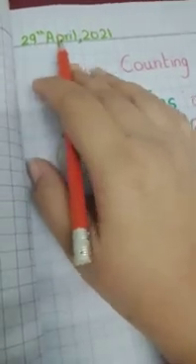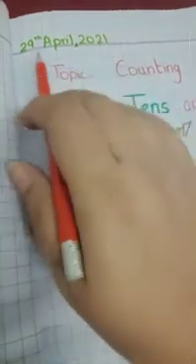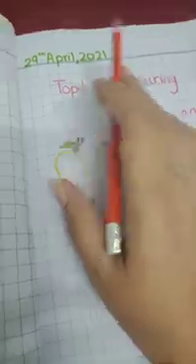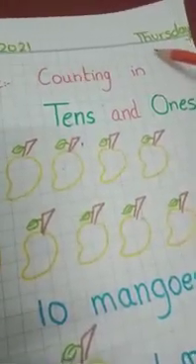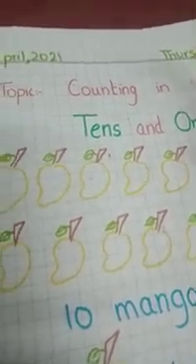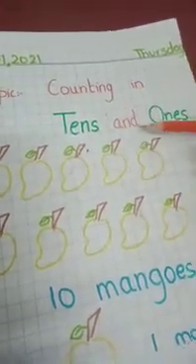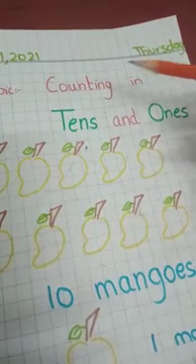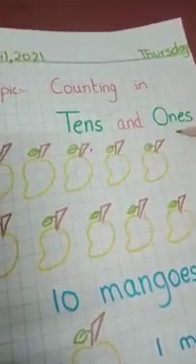First of all, what is the date today? 29th April 2021. Again, 29th April 2021. And what is the day today? Thursday. Very good. Topic: counting in tens and ones. Again, counting in tens and ones.